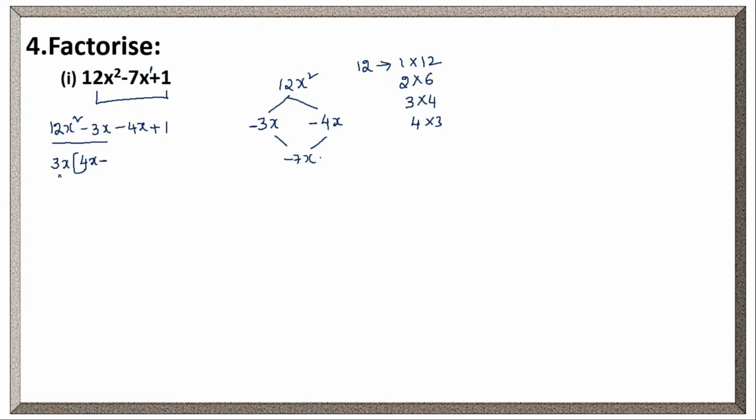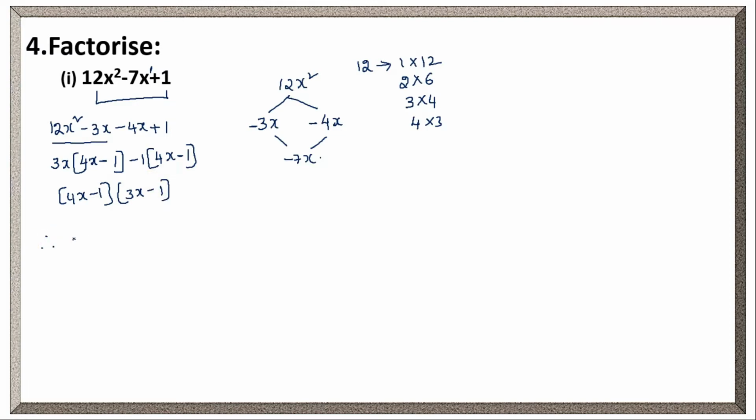Minus 3x I have taken as common, right? So 1 will remain. In the same way, here nothing is common, so I can take 1 as common. Here we can take minus 1 as common. So 4x, minus into minus, plus 1, it will become. Clear? Now 4x minus 1 is common in both the terms. 4x minus 1 into what remained in the first term? 3x minus 1.